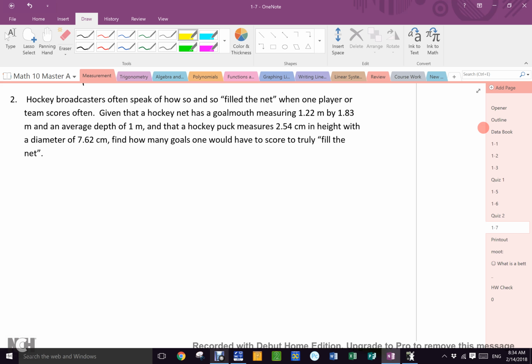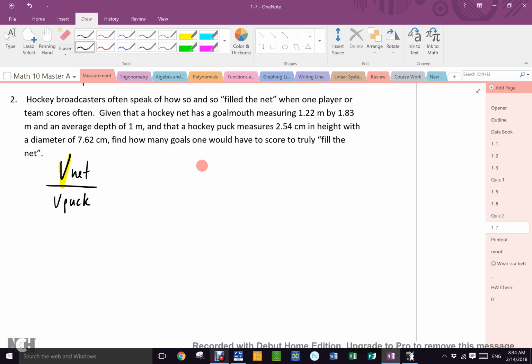How many of you used volume in some way? I got the volume of the net and the hockey puck and then divided the net by the hockey puck. So Aiden got the volume of the net. Then he got the volume of a single puck. And then he divided the volume of the net by the volume of a puck. Does that sound like it is a good idea? Yes or no? Those of you who didn't do it, is that a way that you would consider doing it?